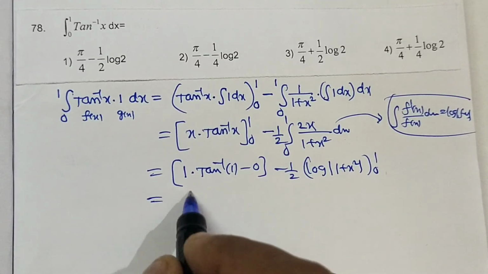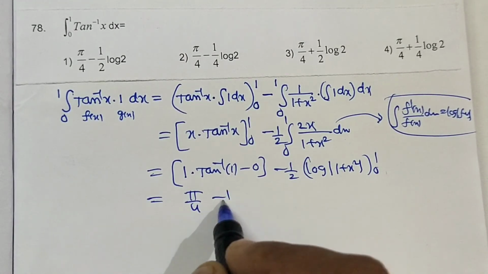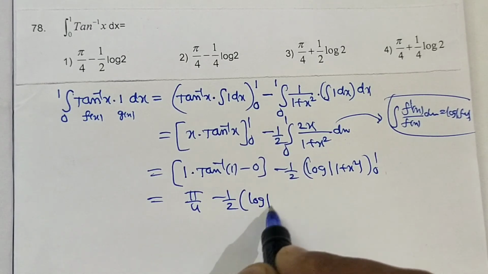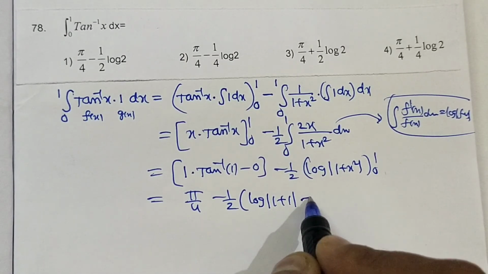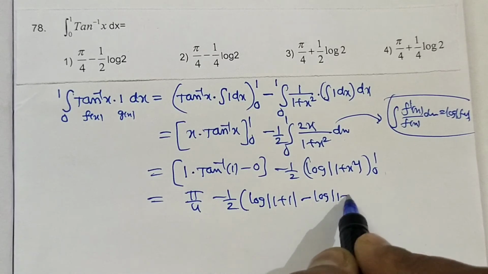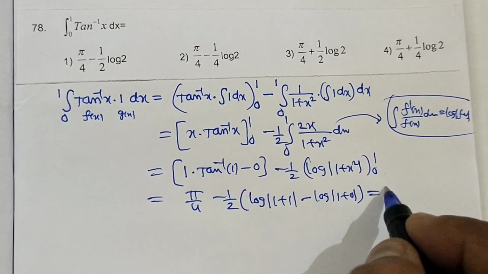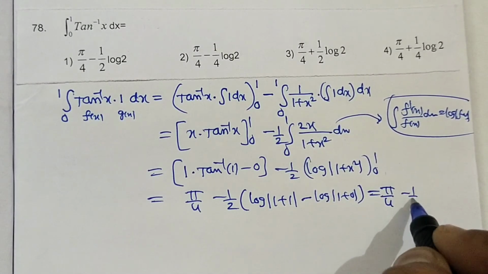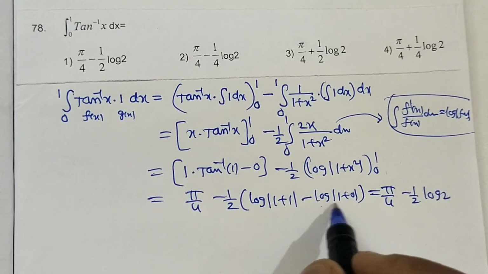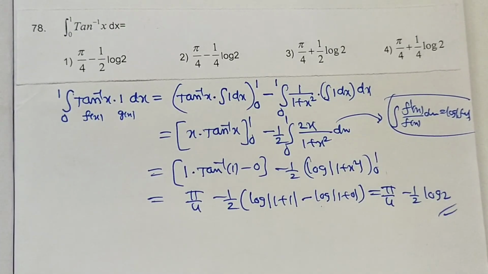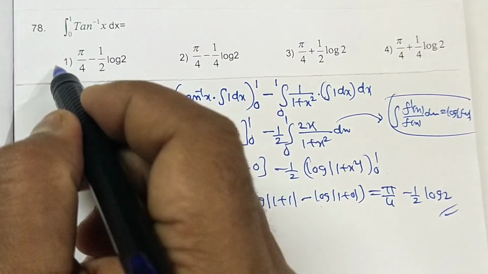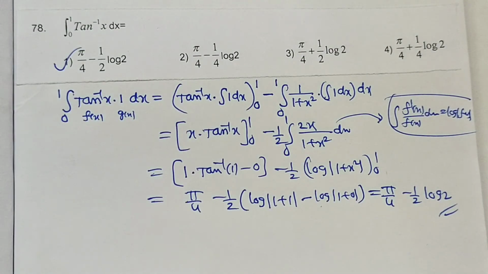So tan inverse 1 is pi by 4 minus 1 by 2 into log mod 1 plus 1 minus log 1 0. So pi by 4 minus 1 by 2 log 2, log 1 anyway 0. So pi by 4 minus 1 by 2 log 2, which is there in the first option. We'll move to the next question.